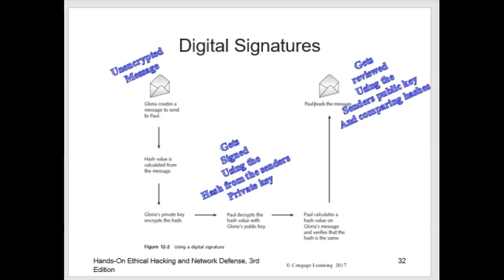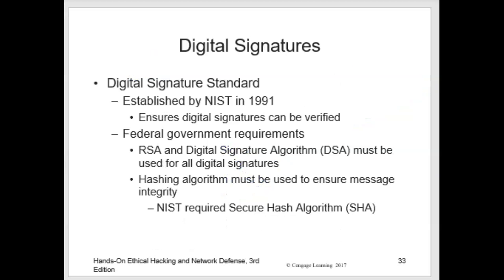So this is a picture of how that process works. We start with somebody typing an unencrypted message. They will generate a hash value. They will encrypt it, and the receiver can view this with the sender's public key and compare the hashes to ensure authentication and non-repudiation, which is really the goal.